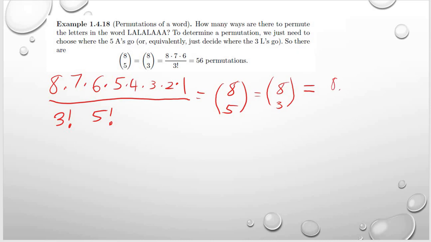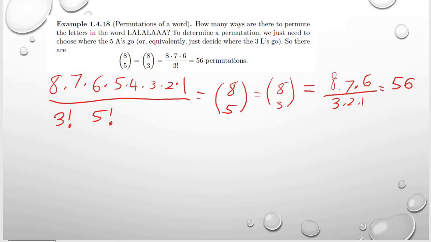So this is 8 times 7 times 6 over 5 factorial. I just have to cancel out. Now we get 3 factorial, which is 3 times 2 times 1. So that's 8 times 7 times 6 over 6. So this is just 56, isn't it? Okay. So it turns out to be equal to the combinations formula, interestingly.